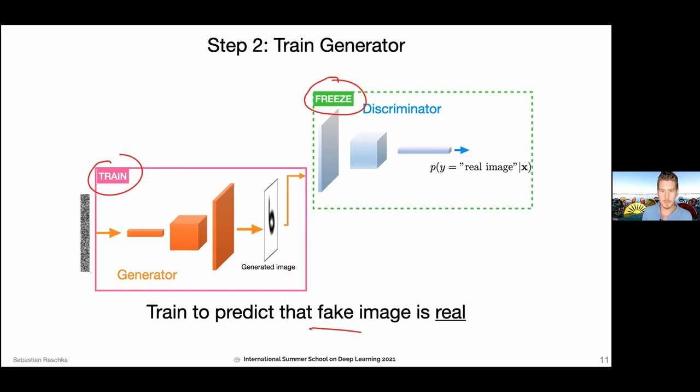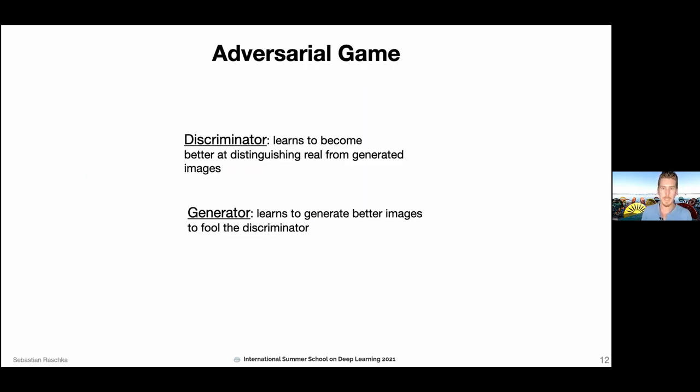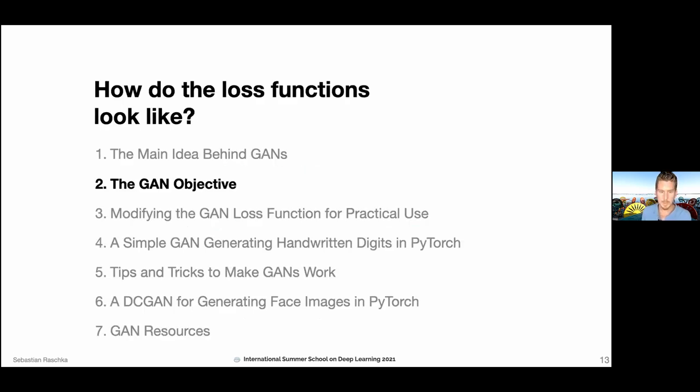So this is the main outline of how a GAN works. It's essentially this adversarial game in which the discriminator learns to become better at distinguishing real from generated images, and the generator learns to generate better images to fool this discriminator. So this was the main idea behind GANs: two subnetworks playing this adversarial game with each other. In the next slides, I will go over some of the mathematics that you may encounter when you read GAN literature. This is just a brief overview that we need in order to express this training objective in code later on.